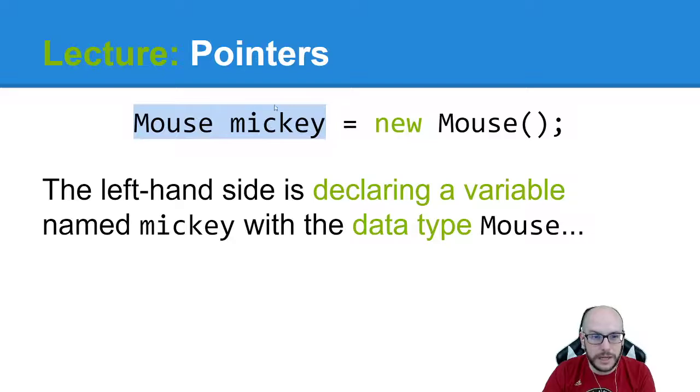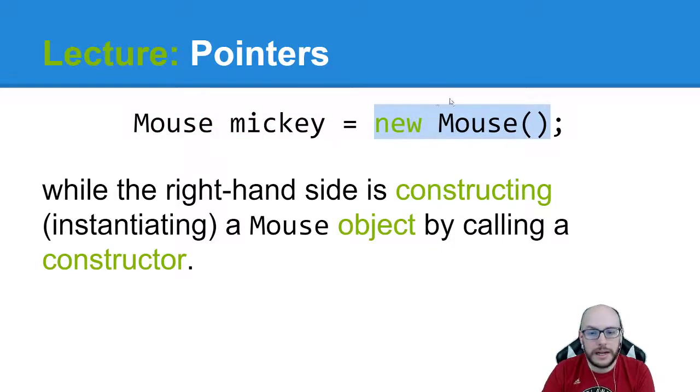This variable Mickey can point to or reference, it can save, if you will, mouse objects. That's what this is saying. The right-hand side is the actual construction of the object. It's making a new object. And here we see an actual call to the construction statement.